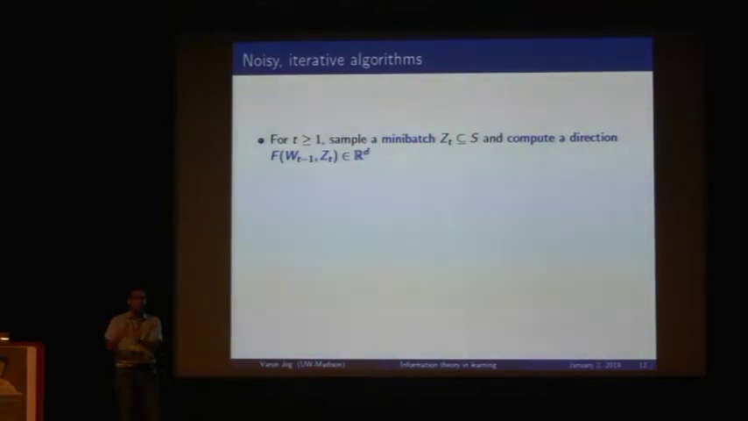You are deliberately destroying some information so that the overall information between W, the last point that you land up at, and your entire data set is small. If you deliberately destroy information at each step, then you ensure that the total information between S and W is not going to be very big. So that's the rough idea.